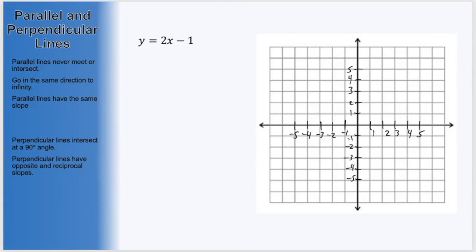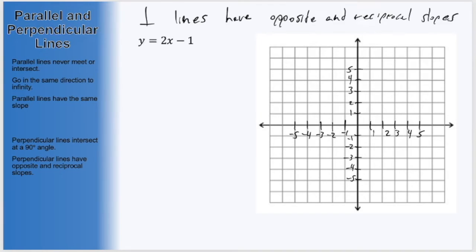Finally, for perpendicular lines, it's a bit trickier. For two lines to be perpendicular, their slopes must be opposite in sign and the reciprocal of each other. Let's start with this equation as one of our lines and determine what the slope of another line must be for it to be perpendicular. Again, we have a slope of 2 here. Now for the reciprocal, recall that means we take a fraction and flip it. So first, let's get the slope into a fraction.